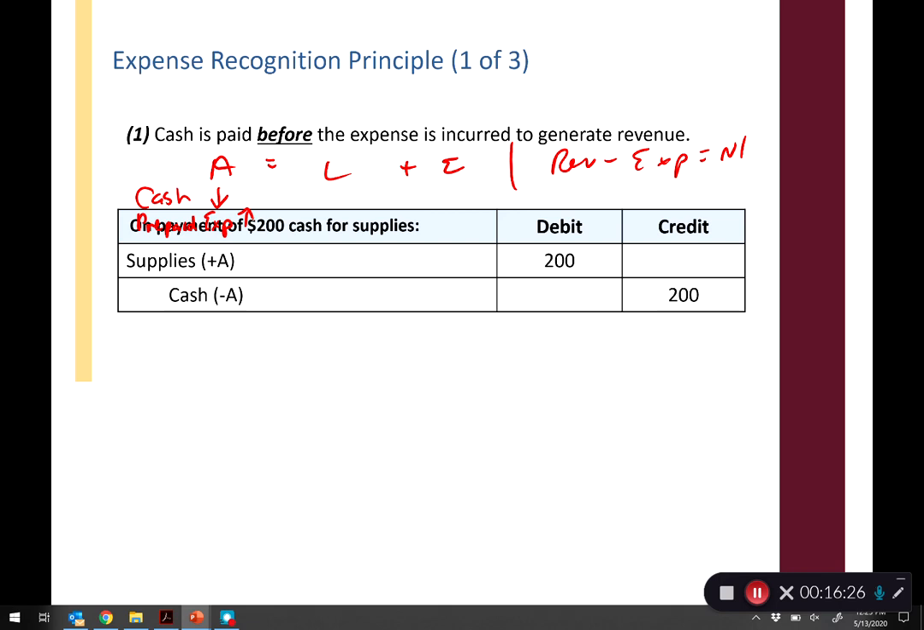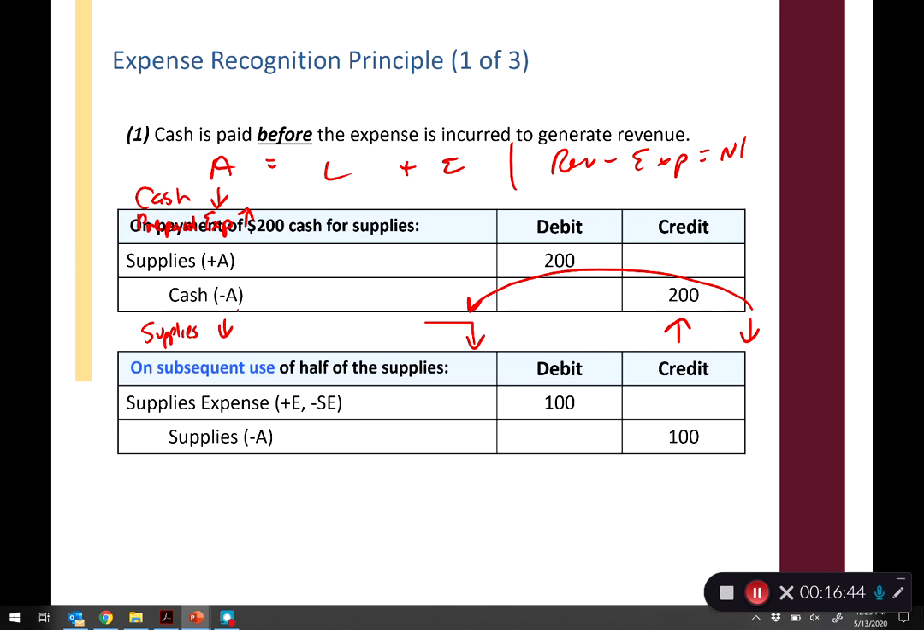Then when we use up some of the supplies, that's when we record the expense. So when we use it up, our expense goes up, our net income goes down, which in turn makes our equity go down, and then our supplies, which is the same as a prepaid asset, would go down. So if we use up half, the supplies would go down 100. To make that happen, you credit it because that's what the conversion guide says you do to make assets go down. And then we've used it, so the record of what's been used is the supplies expense.